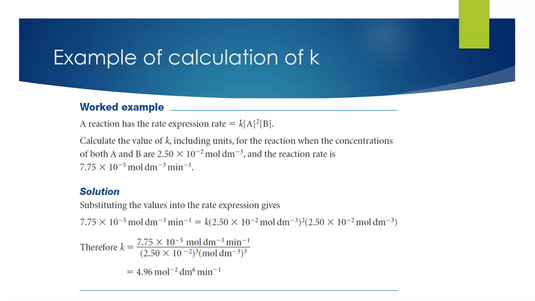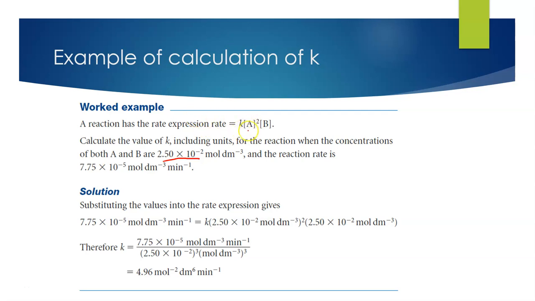In this case, the reaction has the rate expression where the rate is equal to k[A]^2[B]. And we've been asked to calculate the value of k, indicating the units for the reaction when the concentrations of A and B are both 2.5 times 10 to the negative 2 moles per decimeter cubed, and the reaction rate is given as 7.75 times 10 to the negative 5.